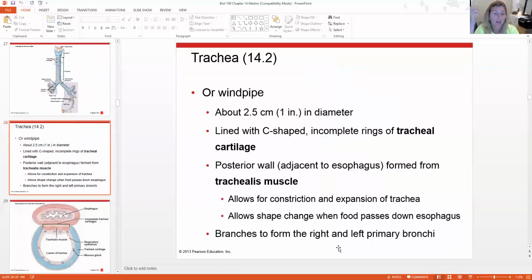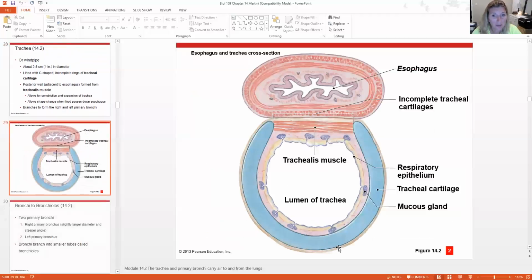The esophagus is posterior to the trachea, so because the tracheal rings are C-shaped, the food can pass through the esophagus, which is just behind the trachea, and still compress the trachea a little bit if you swallowed a big chunk of food or something. If the tracheal cartilage rings were circular, the food wouldn't be able to pass down as easily. So again, the trachea branches to form the right and left primary bronchi.